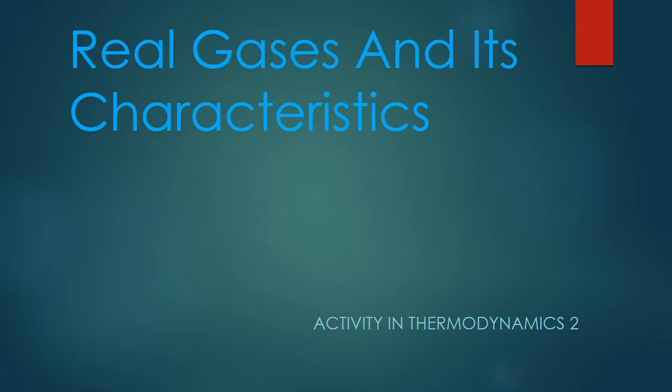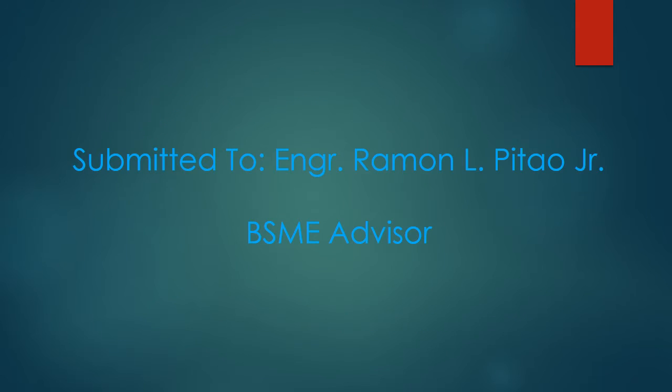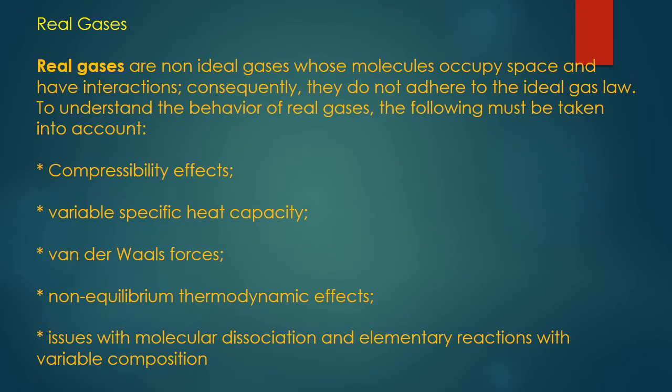Real gases and their characteristics. So, real gases are non-ideal gases whose molecules occupy space and have interactions. Consequently, they do not adhere to the ideal gas law.